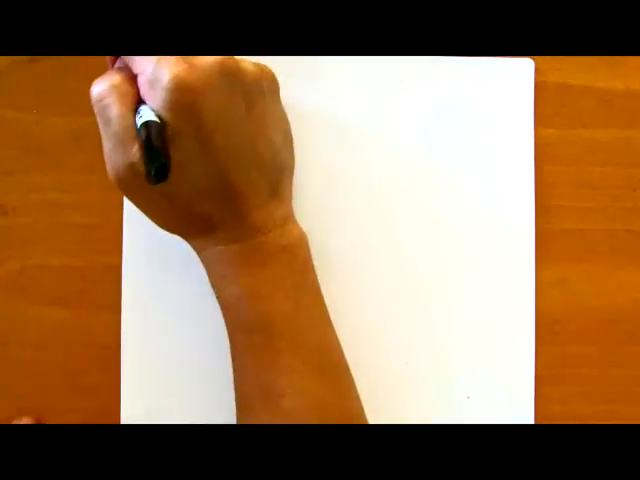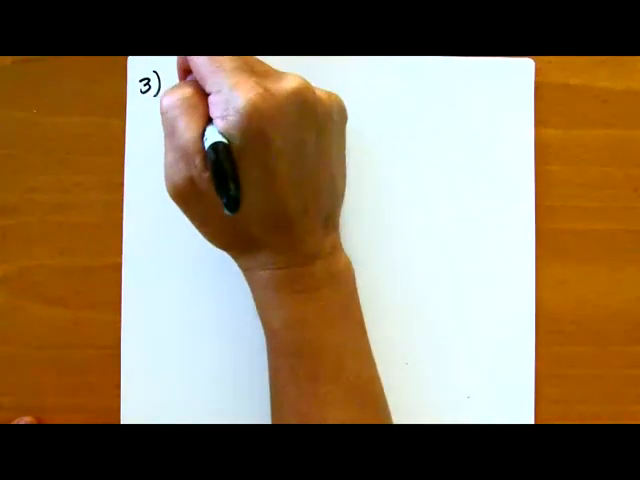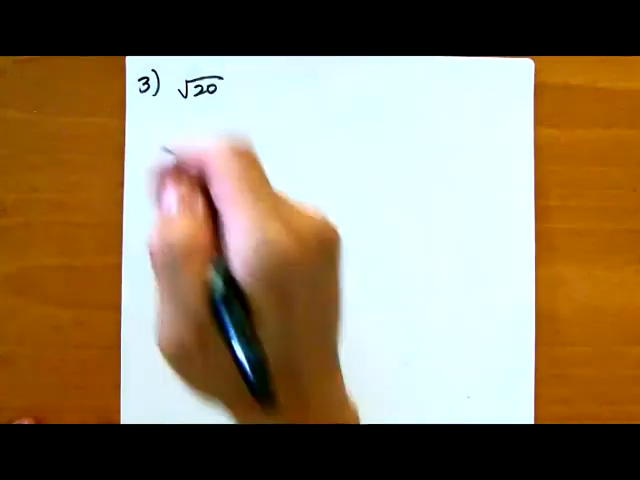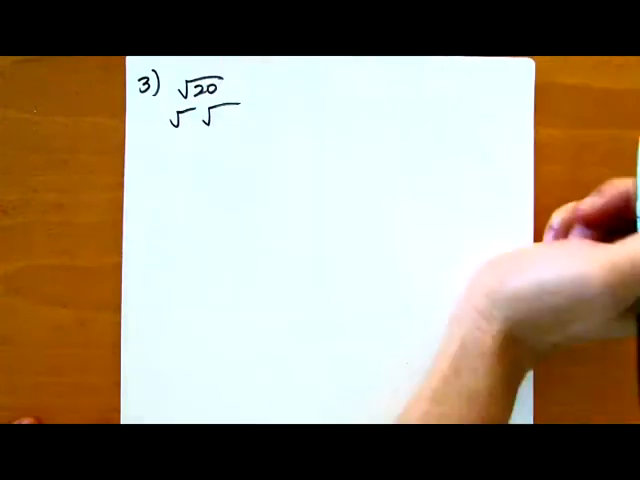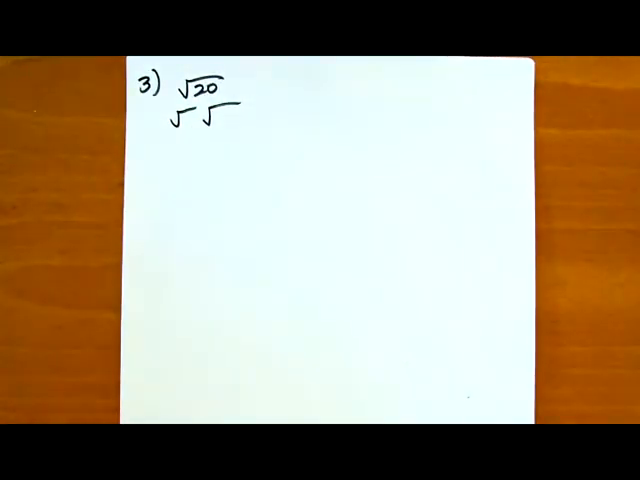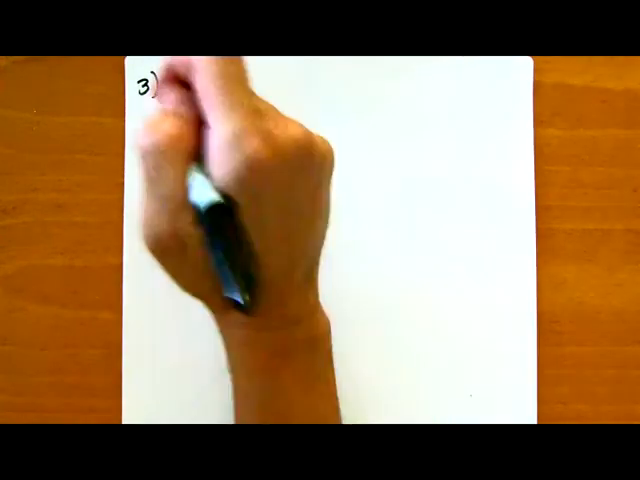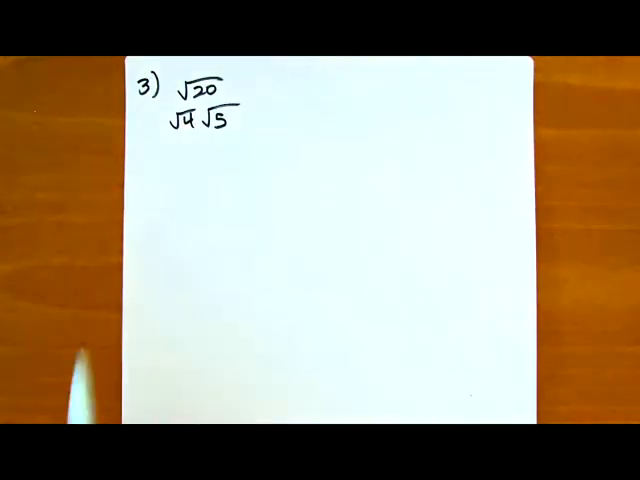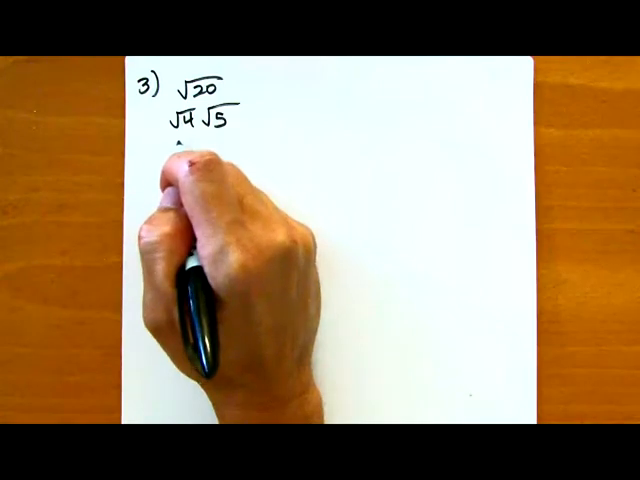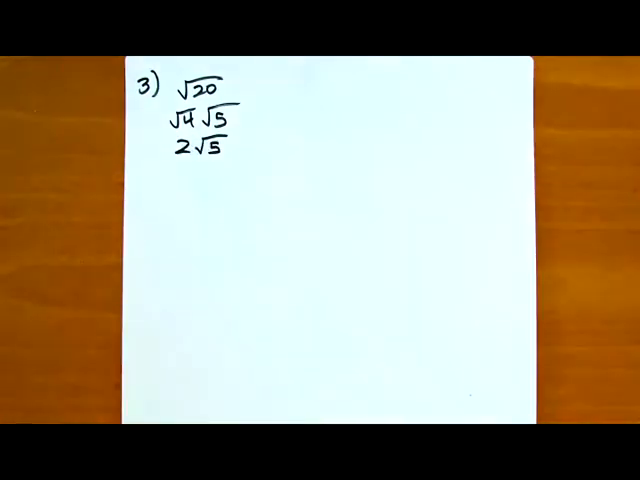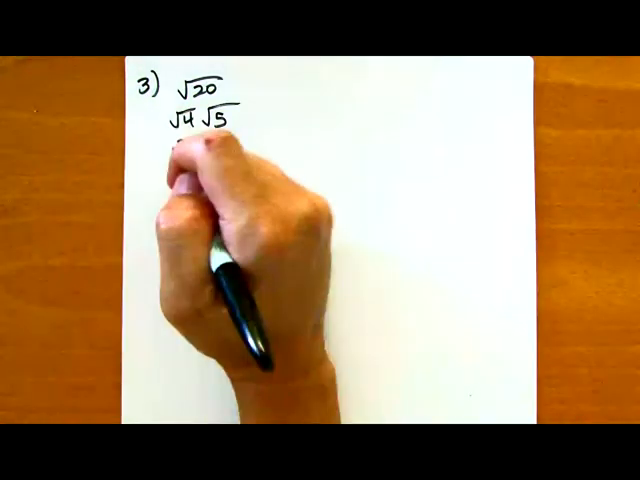Okay, you had section 11-3, numbers 3 to 54, multiples of 3. Let's get to it. Number 3, we are simplifying all these radicals. Square root of 20. We need to split it up into two factors, one of which we can square root. 4 and 5. I can square root the 4, 2 square root of 5. We can't go any further with the 5. That's your answer for number 3.